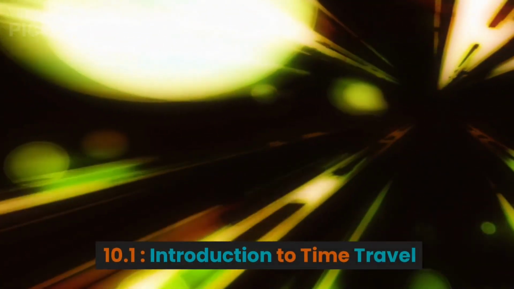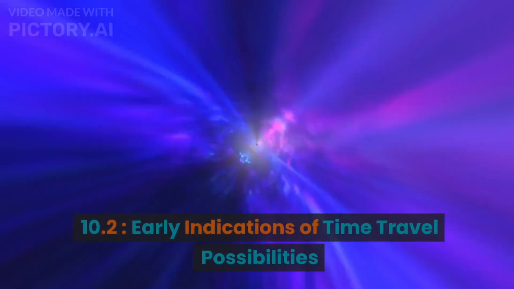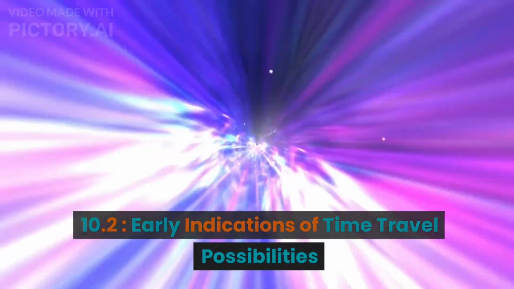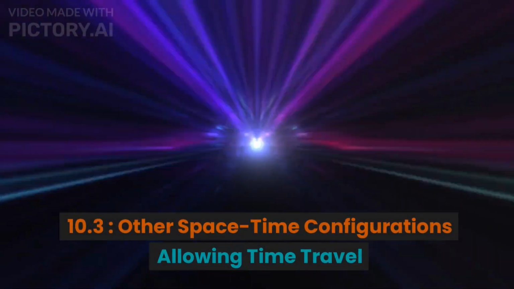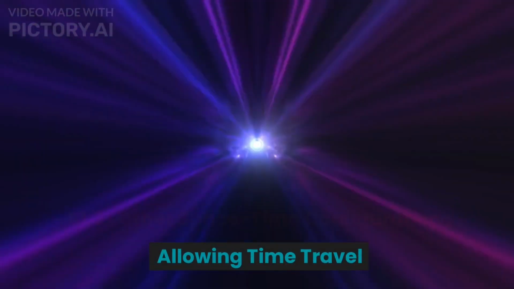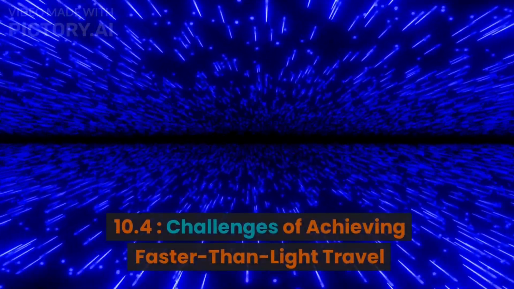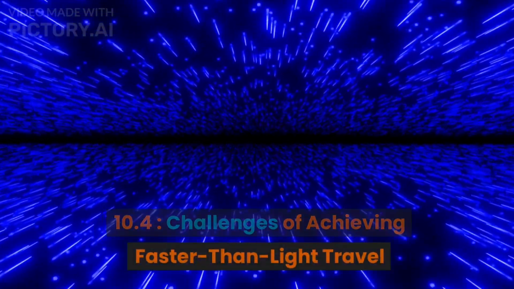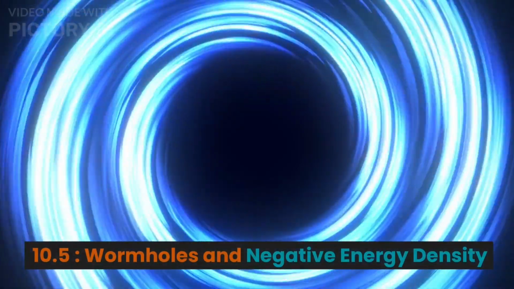10.1. Introduction to Time Travel. 10.2. Early indications of time travel possibilities. 10.3. Other space-time configurations allowing time travel. 10.4. Challenges of achieving faster-than-light travel. 10.5. Wormholes and negative energy density.